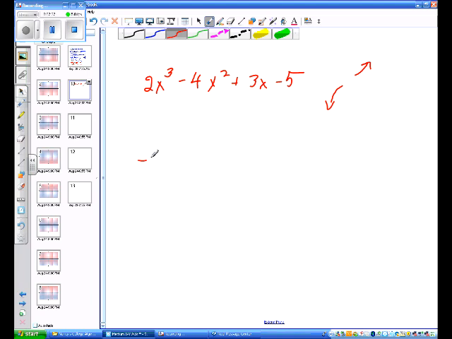If we had negative 4x to the 6th plus 2x cubed minus 3x squared plus 2, well, our degree is 6. 6 is an even number. Our leading coefficient's negative, so we're going to fall to the left and fall to the right. Just like a parabola would open down, this one's going to open down.